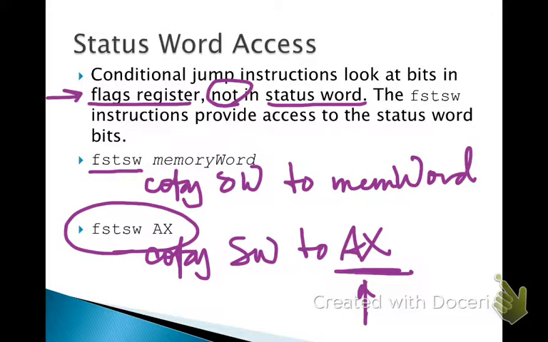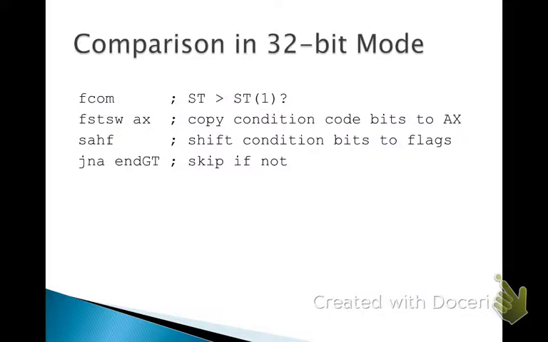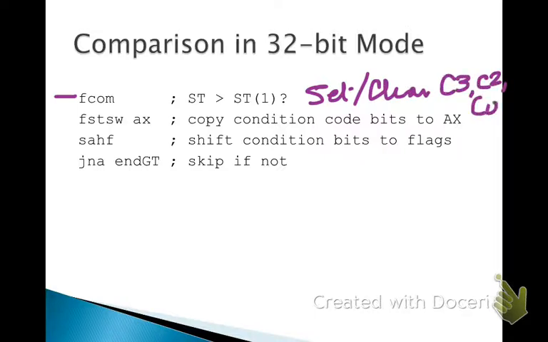So what am I going to do? Well, let me show you some code. We'll go through this a line at a time. Let's say I execute fcom. This is going to do a comparison. Is stack top greater than stack top 1? That will set or clear C3, C2, and C0. Then fstsw is going to store the status word in AX, copying the condition code bits to AX.